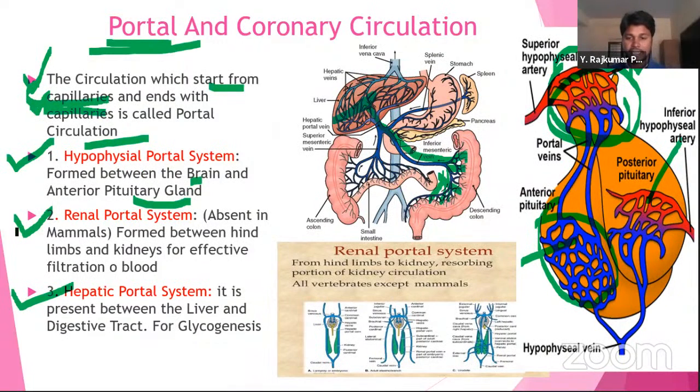Next, renal circulation. Madam, only 5 minutes. Sir, only 5 minutes, okay?